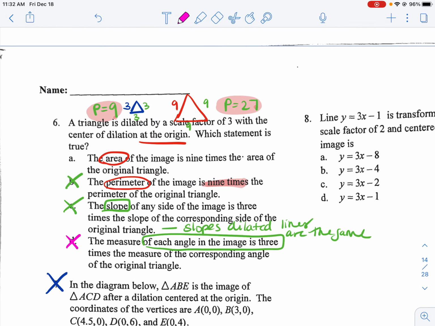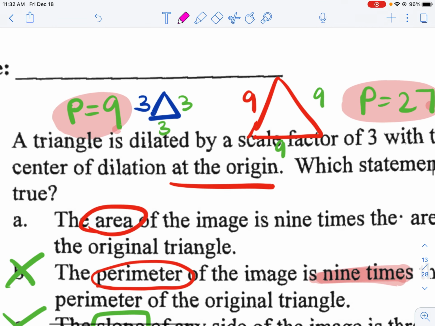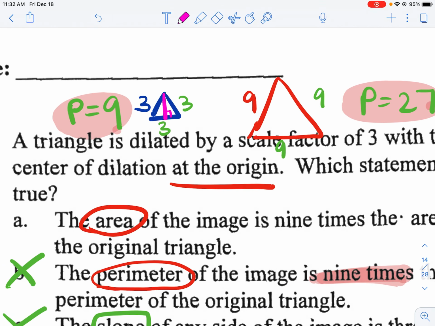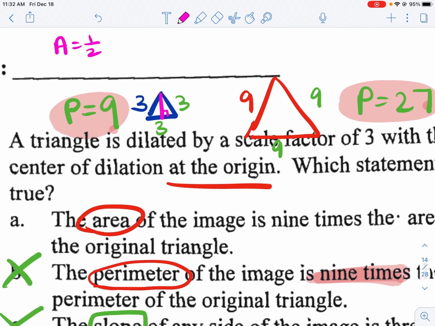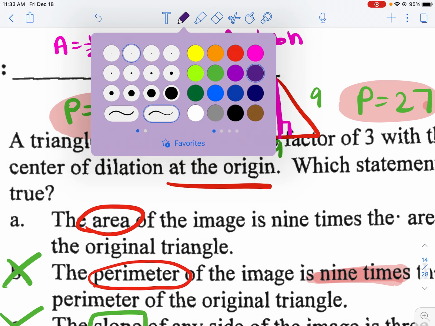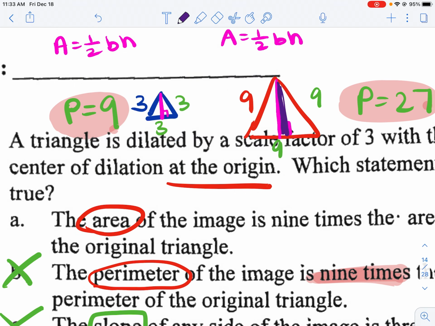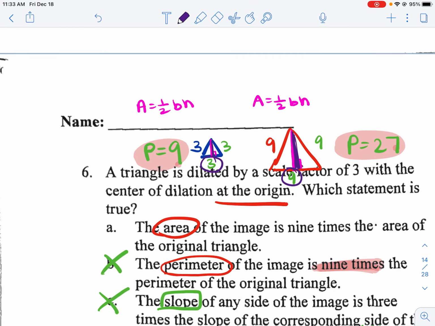So let's actually take a peek at this one, and I'm going to blow this up a little bit to explain it more. How do we find the area of a triangle? A equals 1/2 base times height. So if I look at this question, and then at this question, how am I going to actually figure out what the area is? Well, the part that's tricky is that we would have to go through and find the height of this shape. But if we look at this, this height is getting 3 times as big. This is also getting 3 times as big.